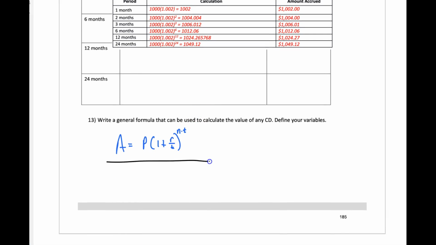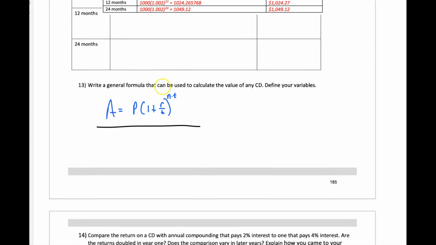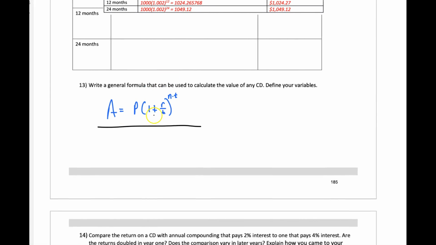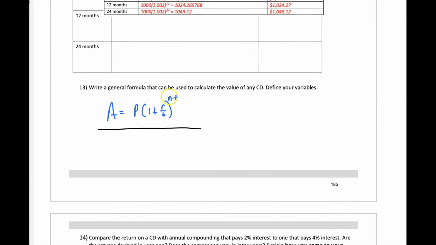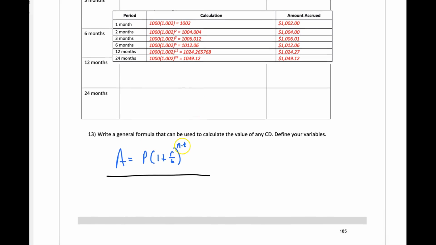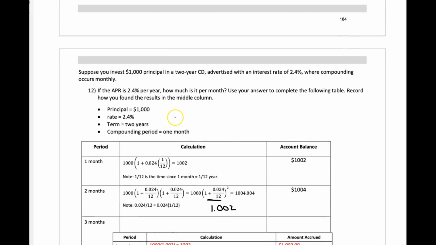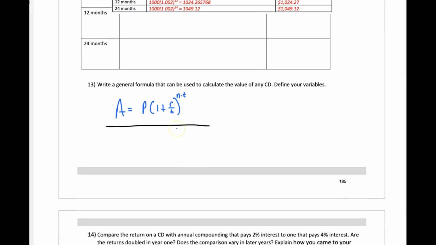There's a general formula we use that comes as a result of these kinds of calculations. It's A equals P times (1 plus R/N) raised to the power of NT. P is your principal, A is your future value, R is your interest rate, T is the time, which is months or years depending upon what the term is, and N is the number of times you're compounding your money. And so you can see where those numbers come from.